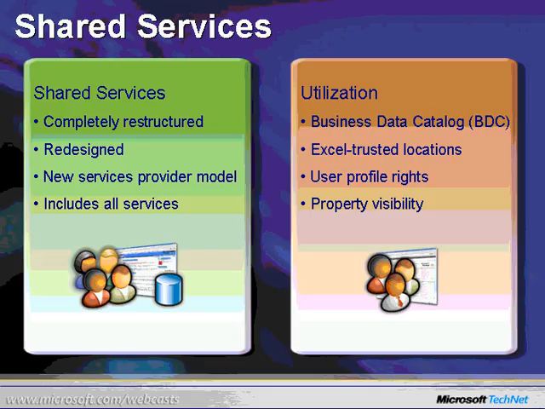As well as Office Server single sign-on. In essence, the Business Data Catalog is a trusted subsystem within SharePoint 2007. Now, shared services can also utilize Excel Trusted Locations. So an administrator controls these locations by maintaining a list of directory paths as trusted locations. Excel Services checks this list before opening any workbook and will not load and execute a workbook until it comes from a trusted location. With user profile rights, shared services attains property visibility within SharePoint 2007.